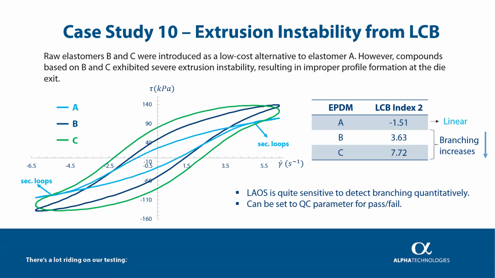You can also visually detect branching behavior using the Lissajous figures on the left. Linear materials form simple secondary loops, like the tie shapes here, while branched materials show distorted or more complex shapes. Here are some key takeaways from the LAOS study: LAOS is highly sensitive to branching, and it allows for quantitative detection of long chain branching. The LCB index can be a powerful QC parameter for pass-fail criteria in extrusion applications.